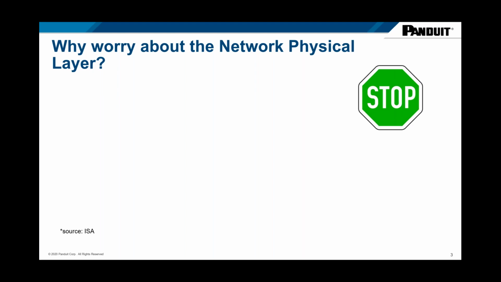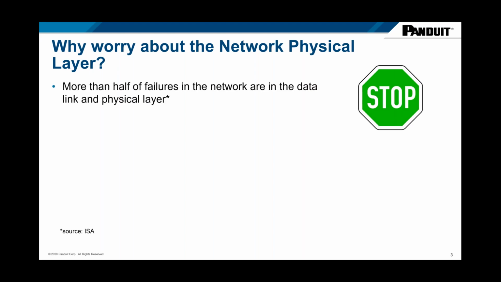More than 50% of the failures in the network trace back to the data link and the physical layer. The potential downtime affects the OEE and can be costly for the end user. The manufacturers that are best in class on OEE, those with 90% or better OEE, spend more time on data link reliability and the physical layer.